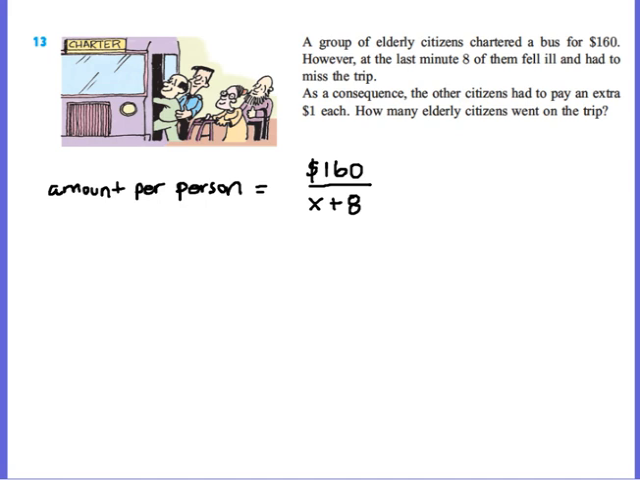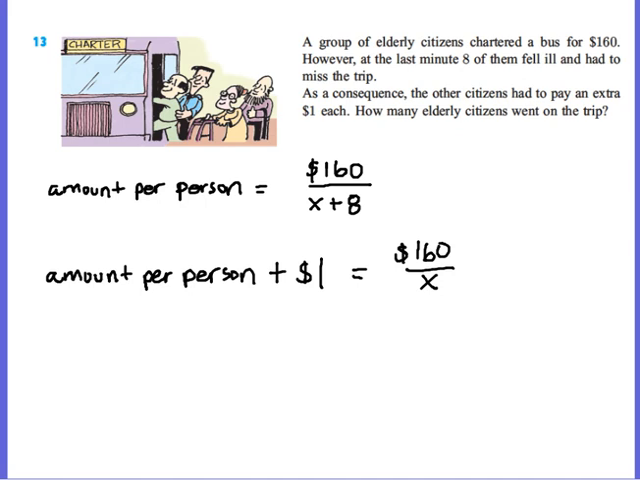And if all of them were there, that would be the people that went on the trip plus the 8 people that decided at the last moment that they were sick and decided to miss the trip. So what we have here then is that the amount per person would be $160 divided by whatever X is, that's the number of people who went on the trip, by, plus 8.